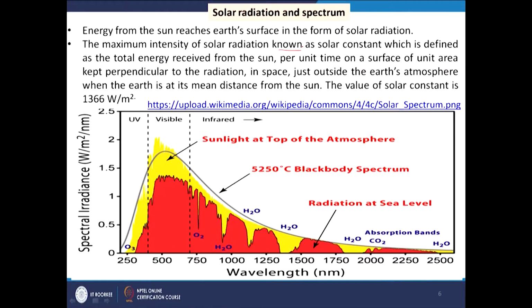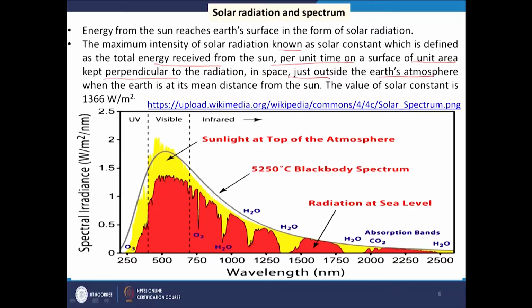On that way, the solar constant has been defined, and the solar constant is the maximum intensity of solar radiation, which is defined as the total energy received from the sun per unit time on a surface of unit area kept perpendicular to the radiation in space just outside the earth's atmosphere. So, at the edge of the earth's atmosphere, if we place a surface perpendicular to the radiation, how much radiation comes per unit area per unit time is called the solar constant, and this value is 1366 watt per meter square.